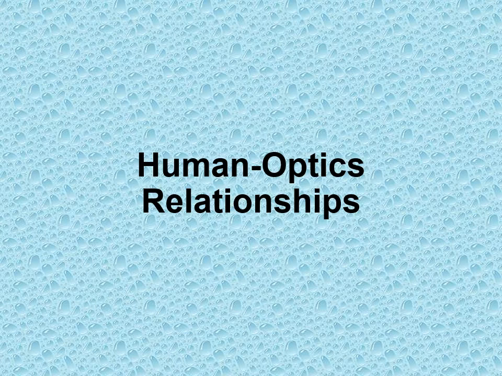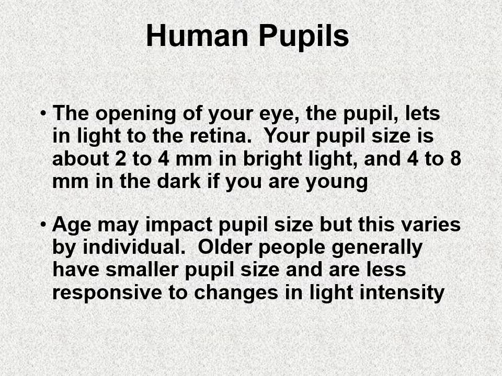Now, there's lots of human optics relationship. The binocular does not exist in a vacuum. In fact, in some cases, it's only as good as your own eyesight. You have a pupil, the opening of your eye. It lets in light to the retina. And your pupil size is about 2 to 4 millimeters in bright light and 4 to 8 in the dark if you are young.